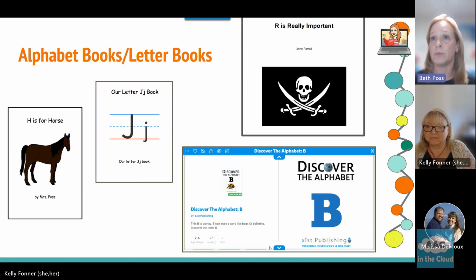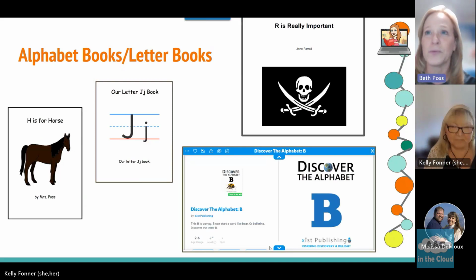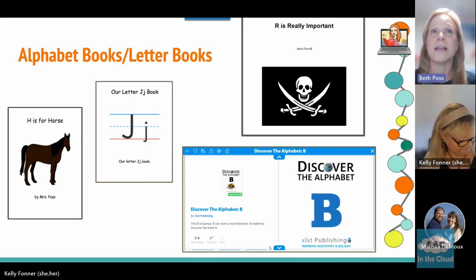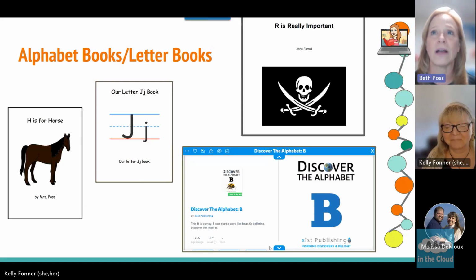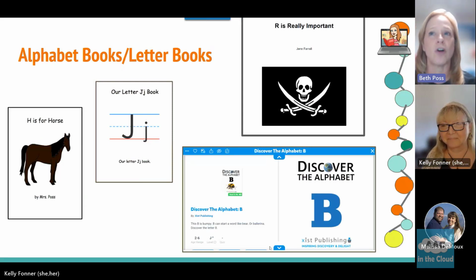So the book R is really important, how it's really important to pirates. Oh, and now I can't think of what it is, but there's some funny puns in there. There's some really funny things in there around what happens if you don't have the letter R in a particular word. Or I love on Epic, there's a whole series called Discover the Alphabet, and every single book in that series is focused on one particular letter.